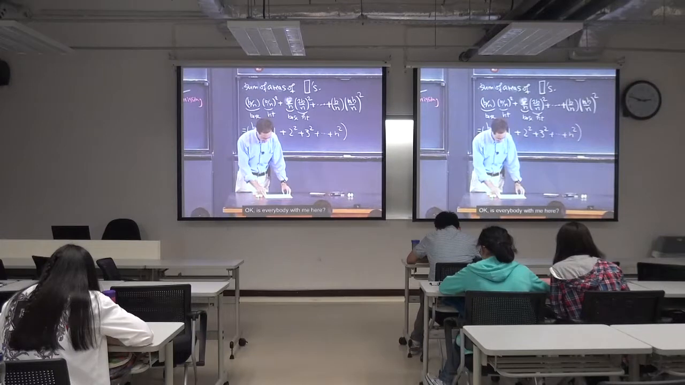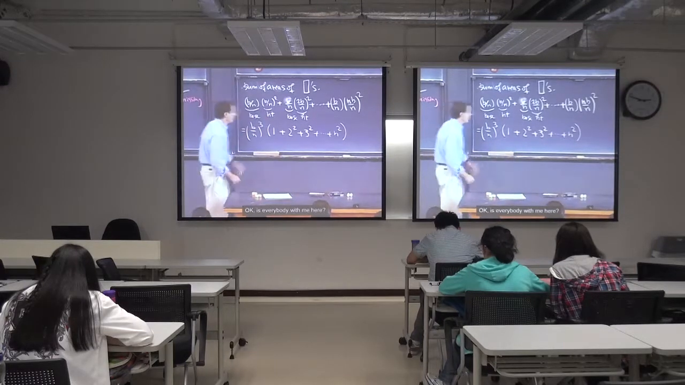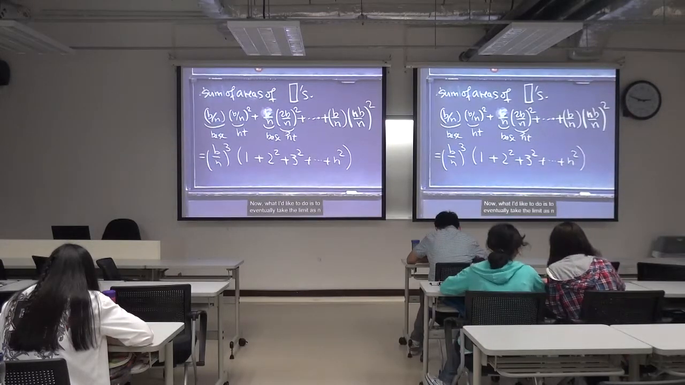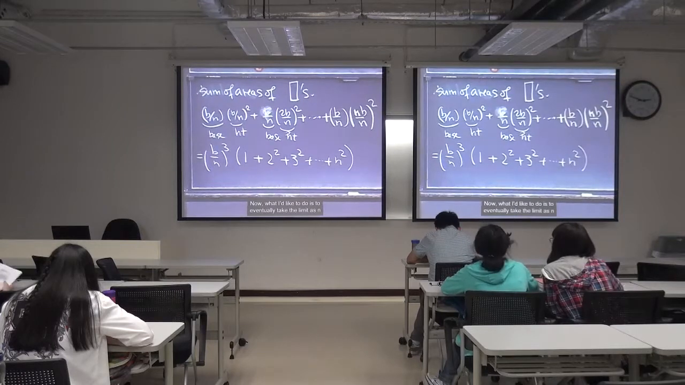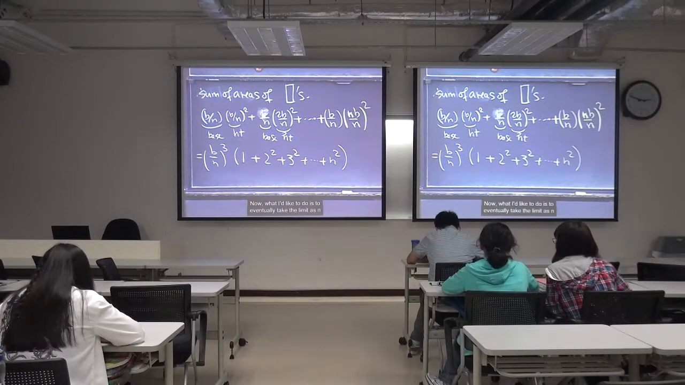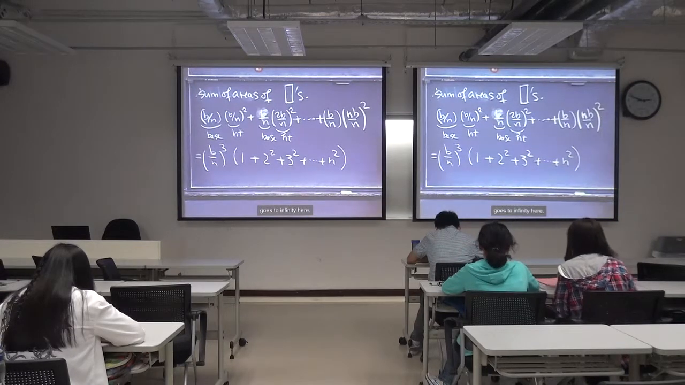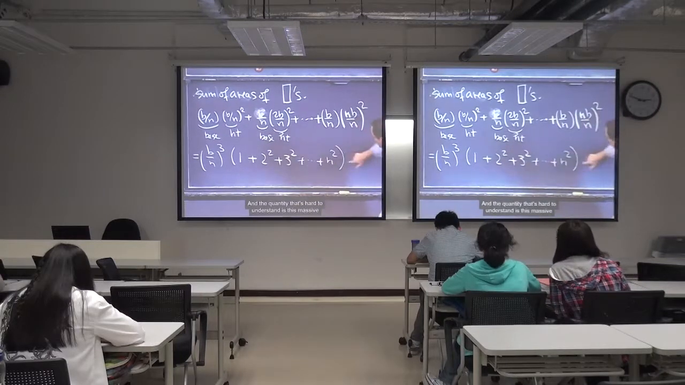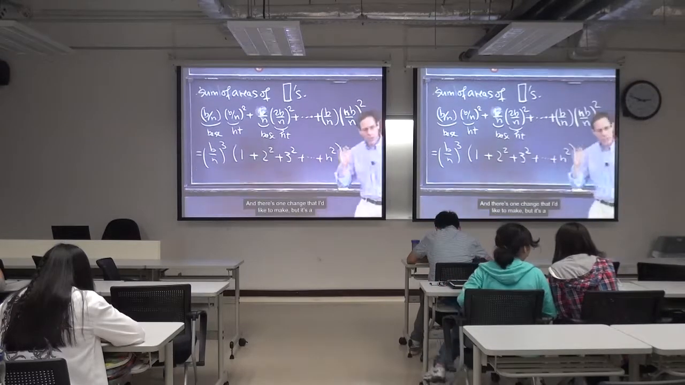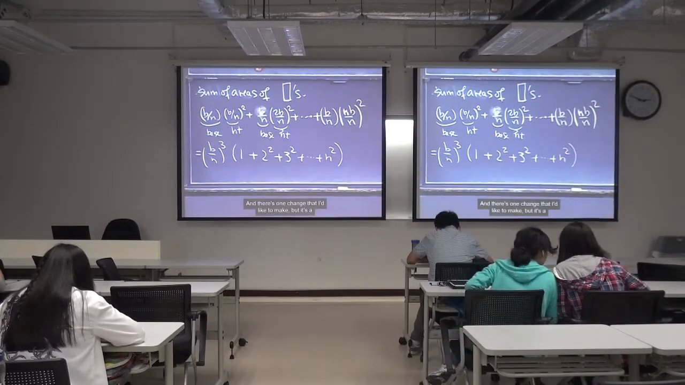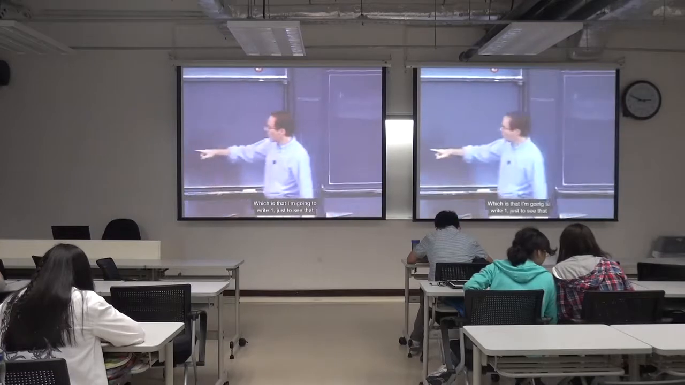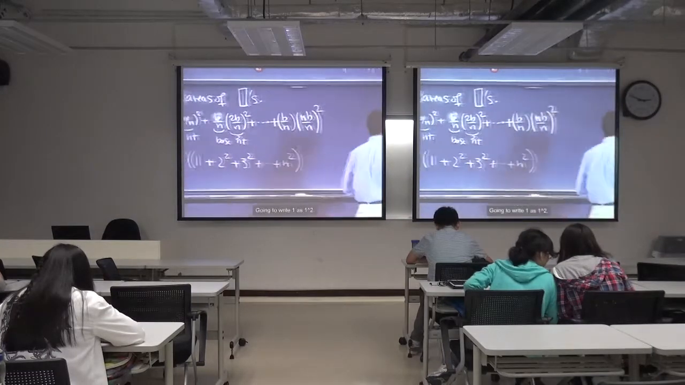Everybody with me here? Now, what I'd like to do is eventually take the limit as n goes to infinity here. And the quantity that's hard to understand is this massive quantity here. And there's one change that I'd like to make, but it's a very modest one, extremely minuscule, which is that I'm going to write 1 just to see that there's a general pattern here. I'm going to write 1 as 1 squared.